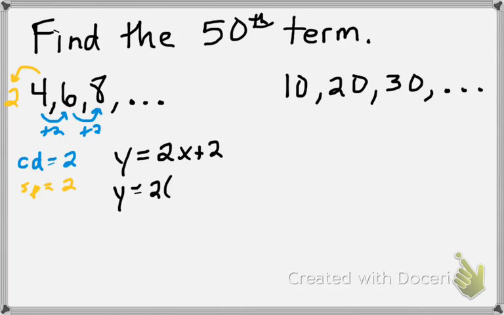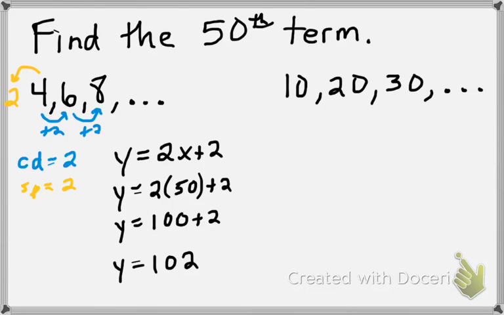And then since I'm looking for the 50th term, I put a 50 in for x. That gives me 100 plus 2. So the 50th term for this sequence is 102.